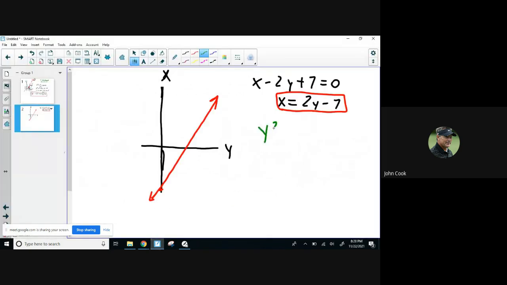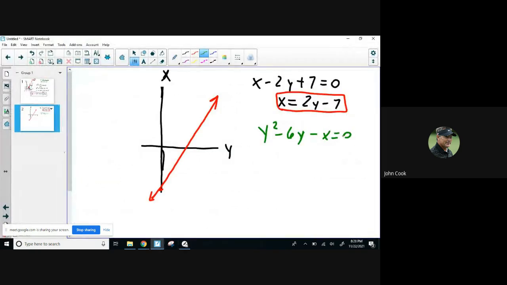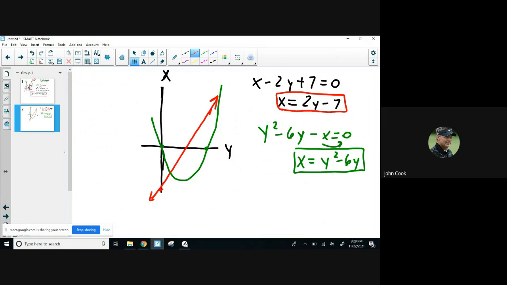So y squared minus 6y minus x equals 0. If I move this x to the other side, I get x equals y squared minus 6y. So this is an upwards facing parabola, and it passes through 0, 0, and then also 6, 0. So it's like this kind of. And then it connects somewhere over here. Maybe I'll extend that little red line up there. There we go. So it looks like we have two intersection points, one right here and one right here.